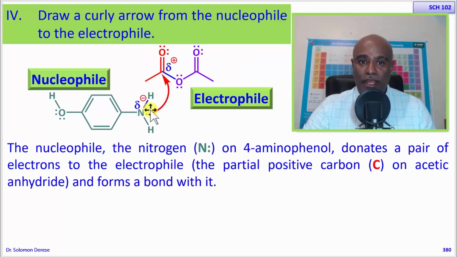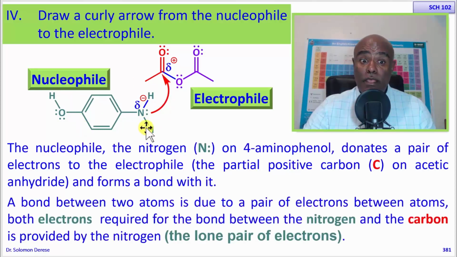So both electrons required for bond formation between this nitrogen and this carbon are going to be provided by the nitrogen. The electrons that are required for bond formation between the nitrogen and the carbon are provided by the lone pair of electrons on the nitrogen. So these 2 electrons will now be used to form a bond with this carbon.